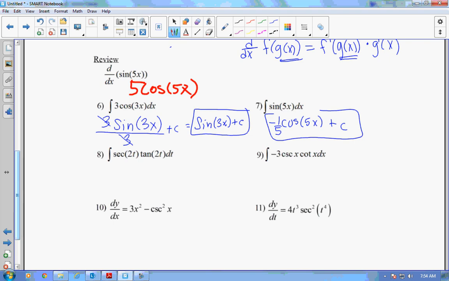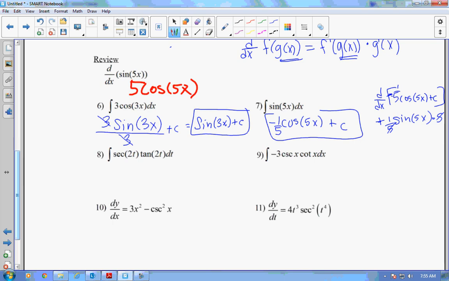And you can always check. If you took the derivative of negative 1/5 cosine of 5x plus c, the derivative of cosine becomes sine. Because it's negative cosine, it will become positive sine of 5x. 1/5, but we have to multiply by 5, so the 5's cancel out and we get the original.